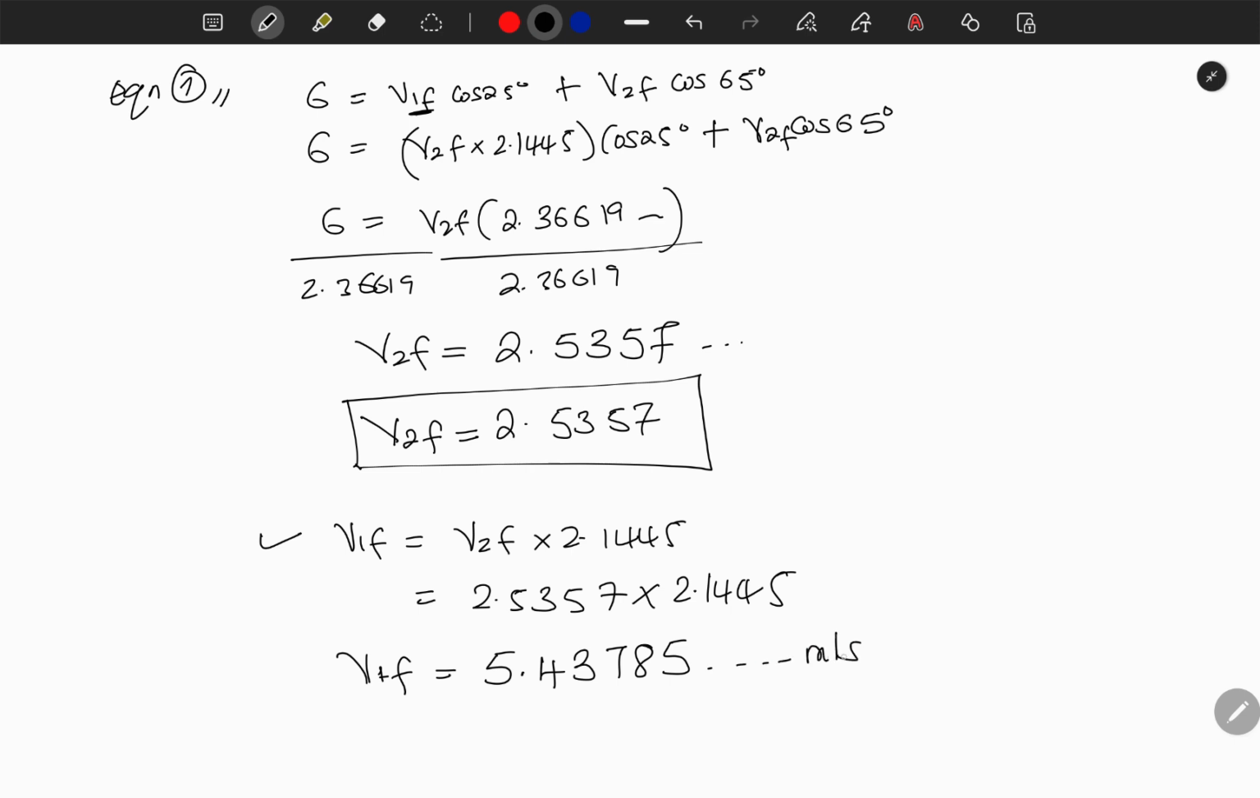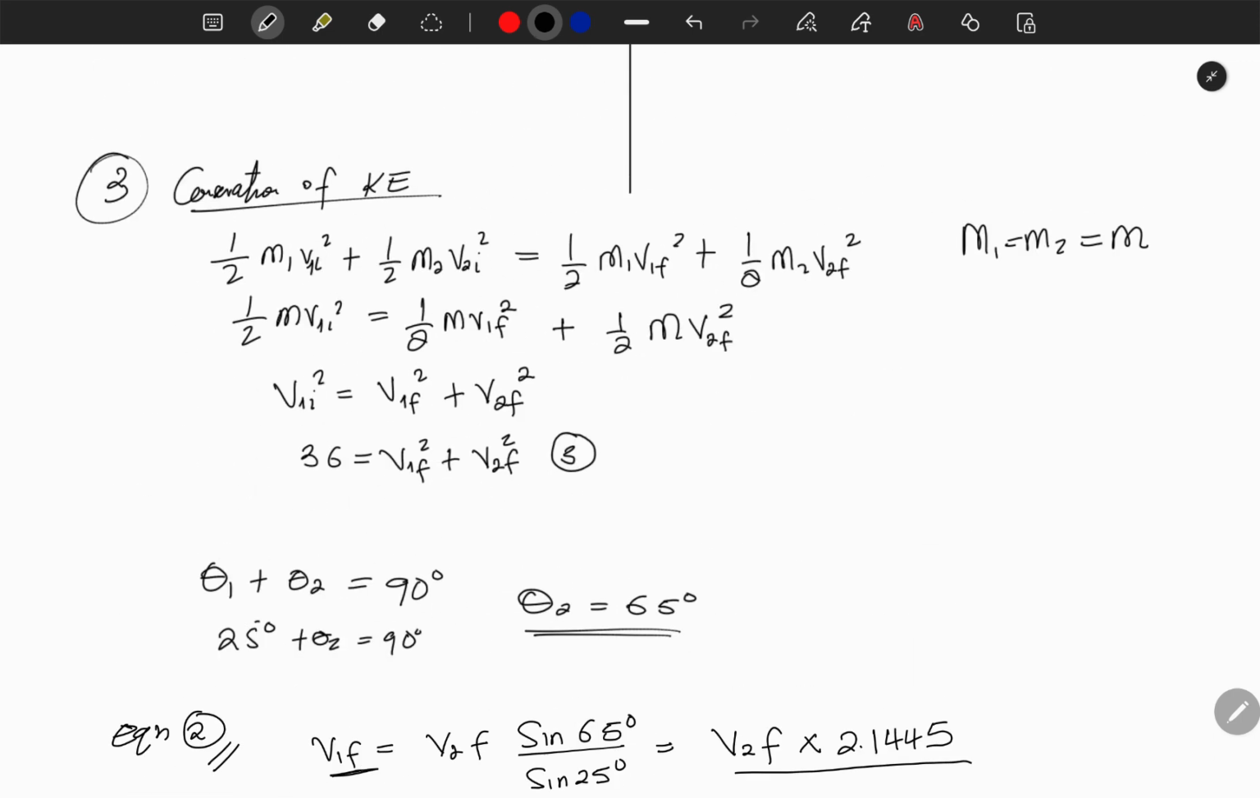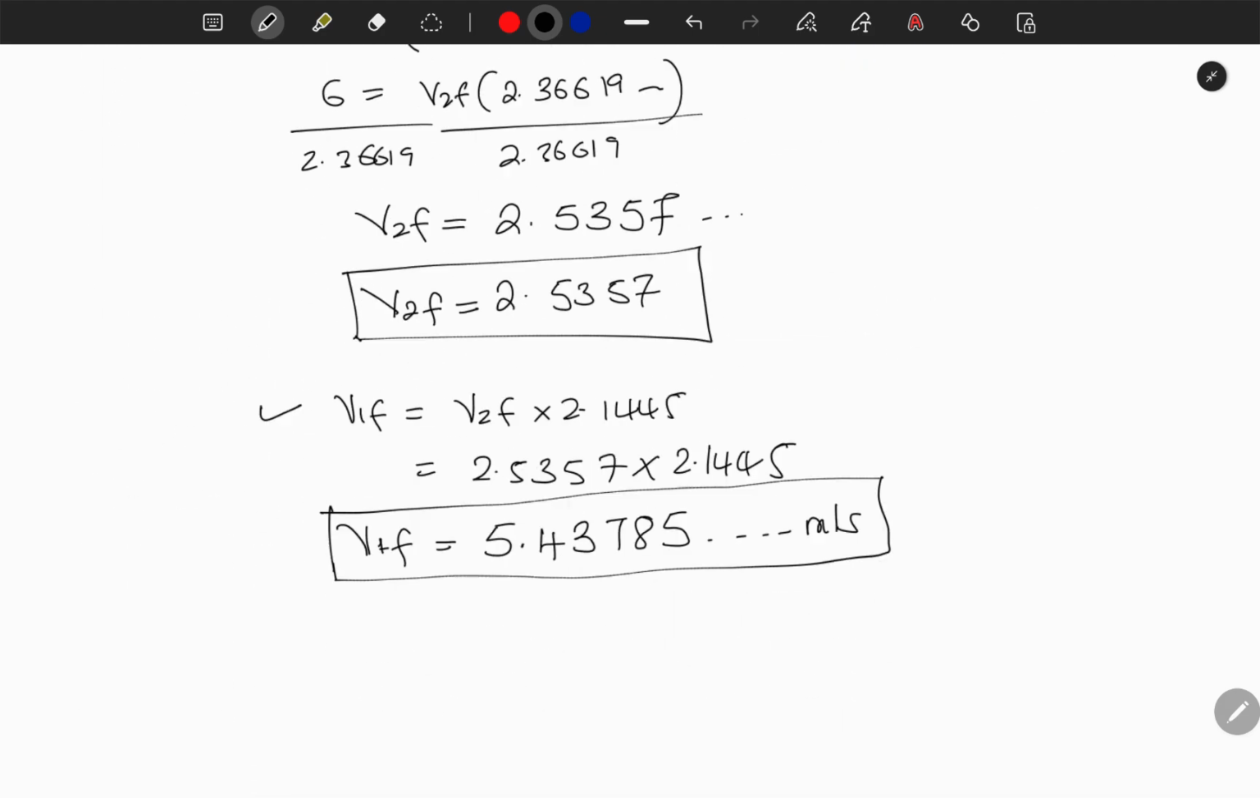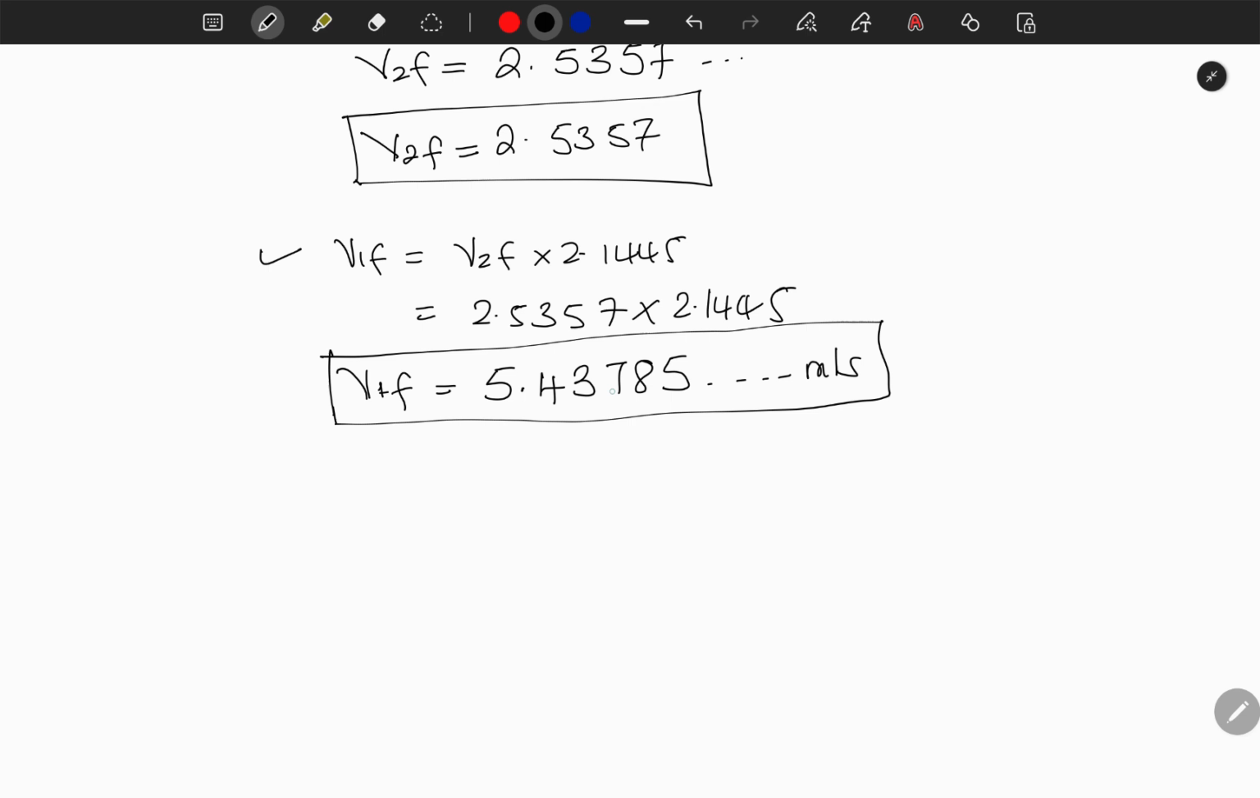Does this also agree with what we've been given here? 5.44. You see, we can round off here so that it becomes a 4. We are there.